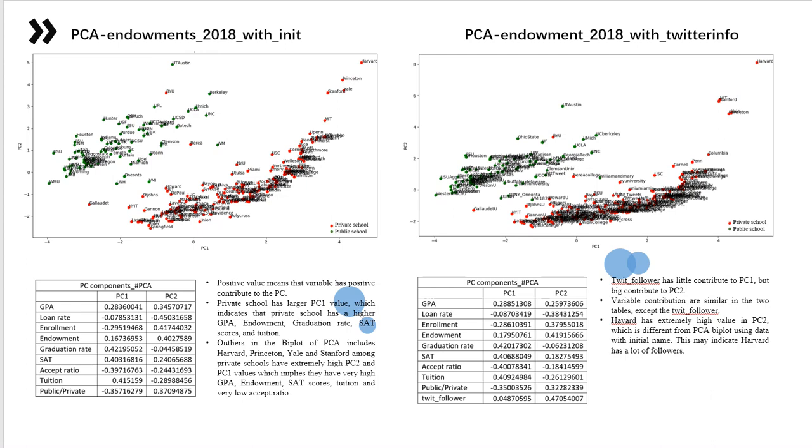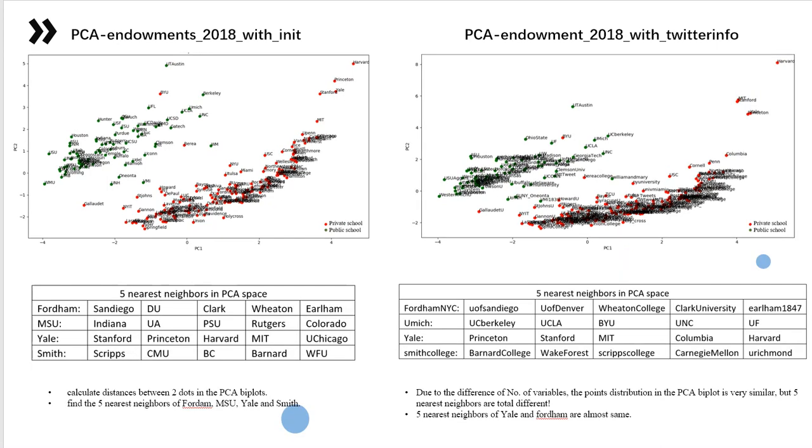We can see that private school has a larger PC1 value, which indicates that private schools have higher GPA, endowment, graduation rate, SAT score, and tuition. Variable contributions are similar in the two tables, except for the Twitter followers. Twitter followers have little contribution to PC1, but a big contribution to PC2.